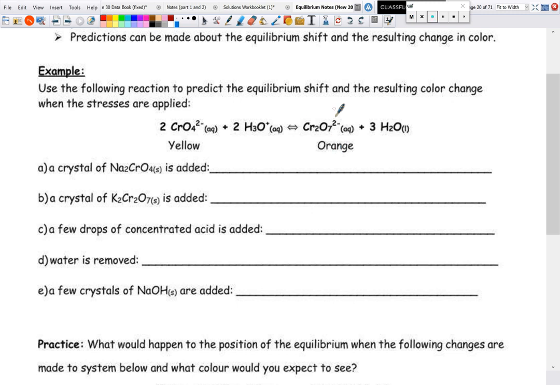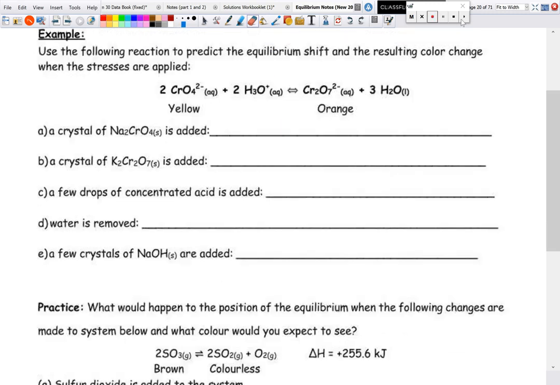So depending on which way the equilibrium shifts, for example, if we shift towards the reactant side, we're going to see more chromate. So if we produce more chromate, we're going to see more yellow. Whereas if we shift towards the product side, therefore, if we use up our yellow chromate and produce more orange dichromate, the overall color we're going to see is more orange. So that's how we're going to predict the color change based on which way the equilibrium is going.